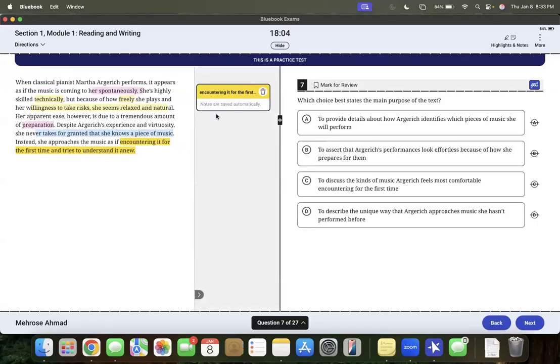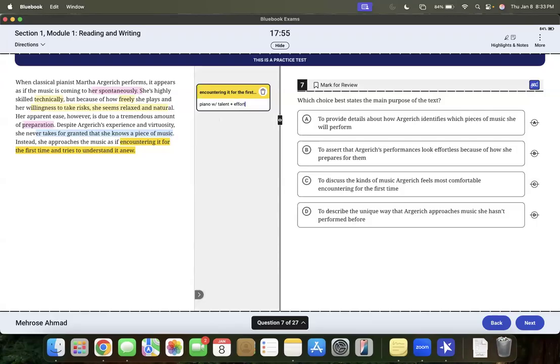So I would just summarize this, my 1 second summary. Piano with talent and efforts. So this paragraph is talking about what? This pianist who seems to have a lot of talent, but also puts in a lot of effort into what she does. And that makes her seem technically skilled. That also makes her seem relaxed and natural because her ease is because of how much effort or how much preparation she puts in. So again, this was my informal 1 second summary.